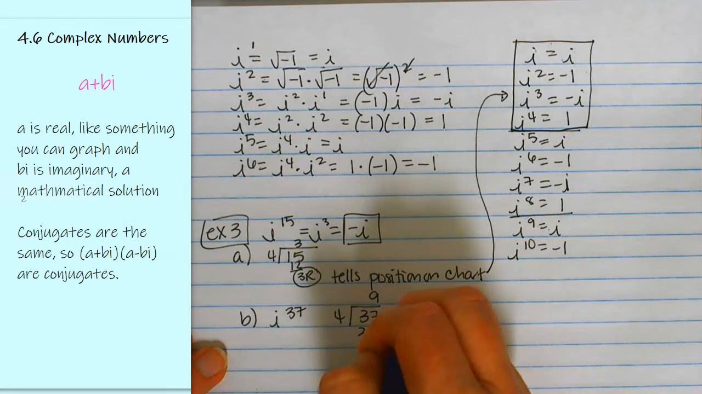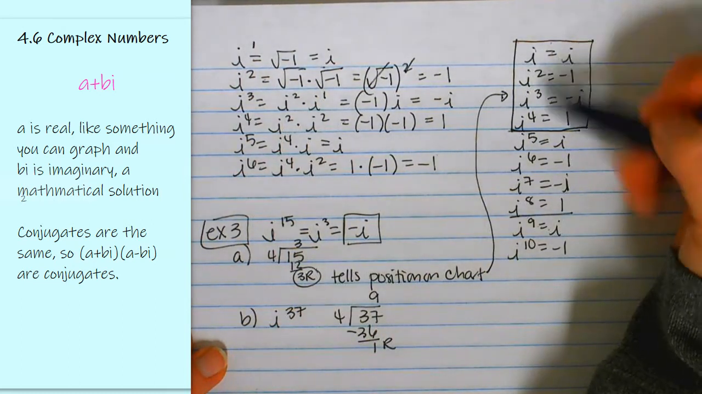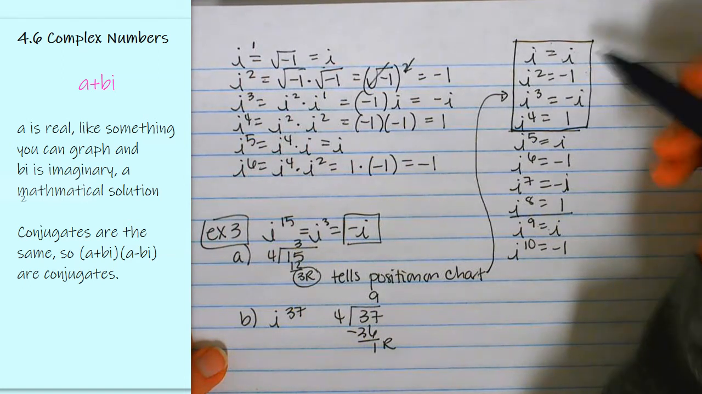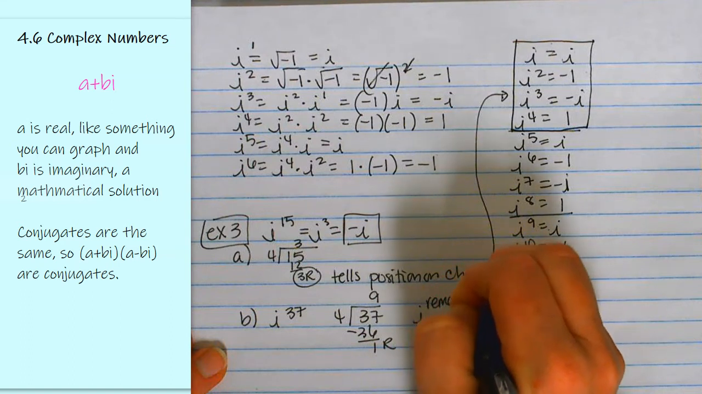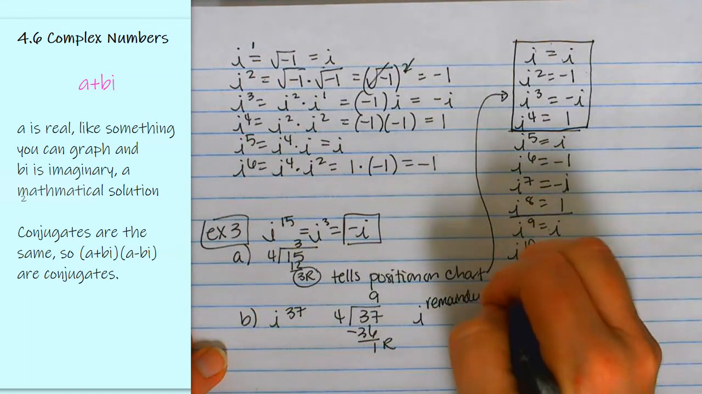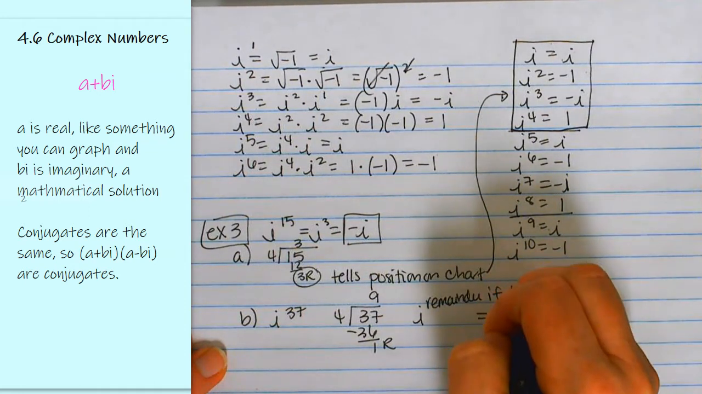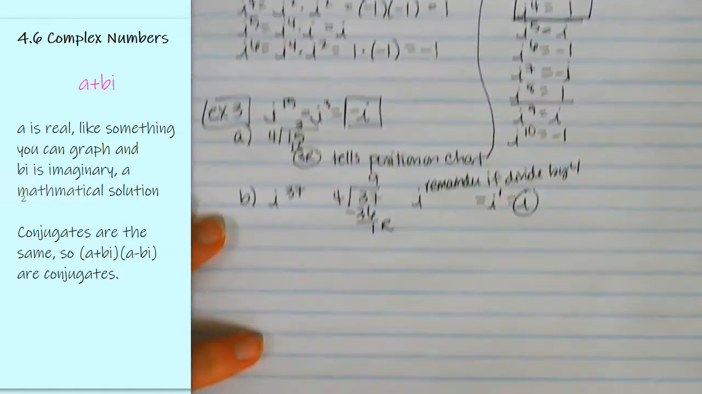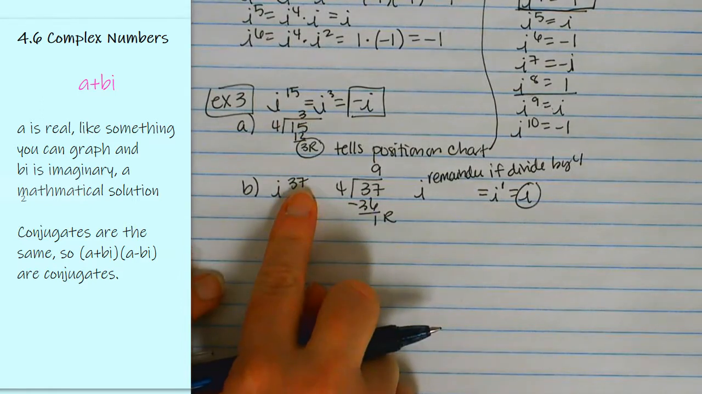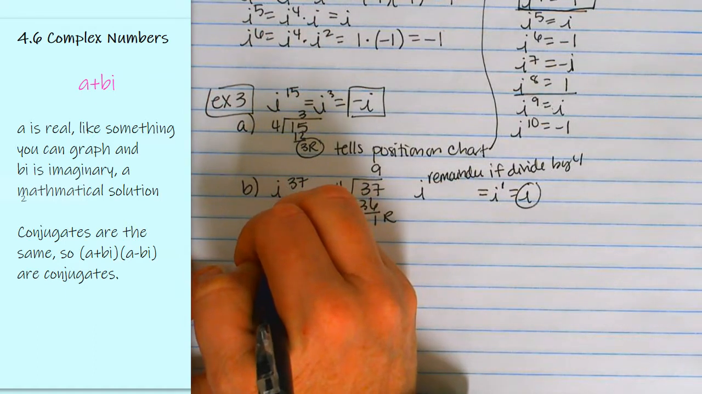So that would be 36, subtract, we get 1 remainder. That means it would go around the circle 9 times, and then it would land on i to the first power. So this is i to the remainder if you divide by 4. So this is i to the first, this is just i. So every time that you have i to any power, I want you to divide by 4 and tell me what the remainder is. Let's do some more quick ones now that hopefully you believe in me.